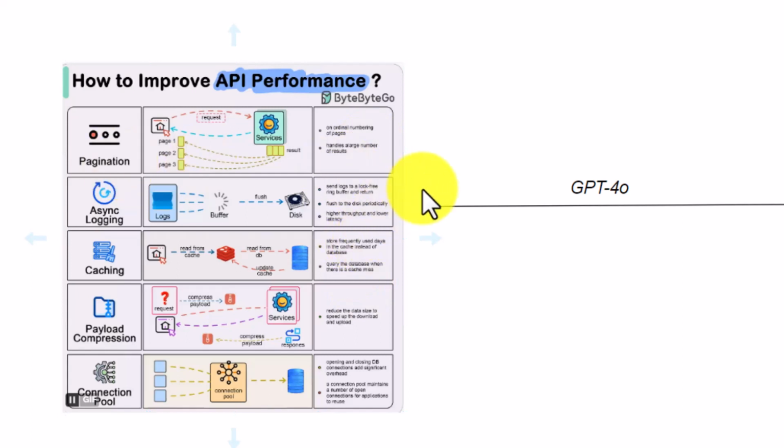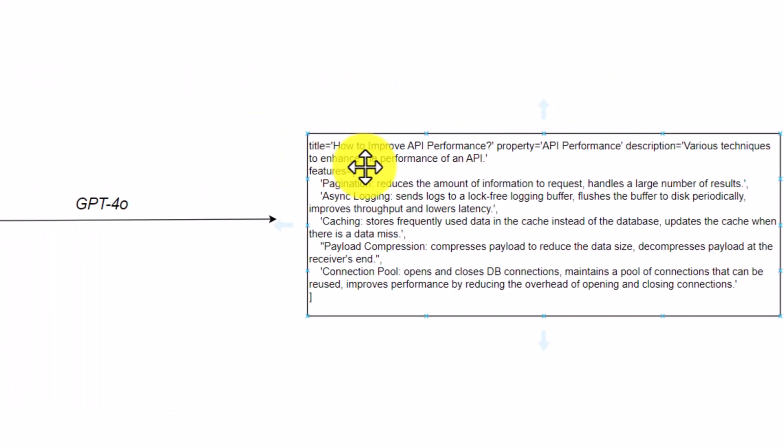So now we are going to use the LlamaIndex multi-modal capability, and under that, we will use the GPT-4o model. Our end goal would be to get a response like this. In the title, we should be getting how to improve API performance. Then we can have another field, like this property, what is there in this particular image, and then some kind of description of what this particular image is talking about.